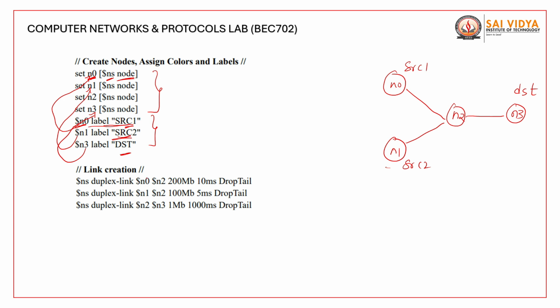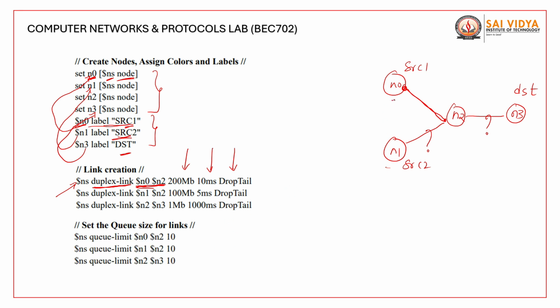So you have to consider this link creation. $ns, what is the type of link? Duplex link. So between which nodes? n0 and n2. What is the bandwidth? 200 megabits. Delay time? 10 milliseconds. And type of the queue? That is drop tail. Similarly, you can write here also for these two links.